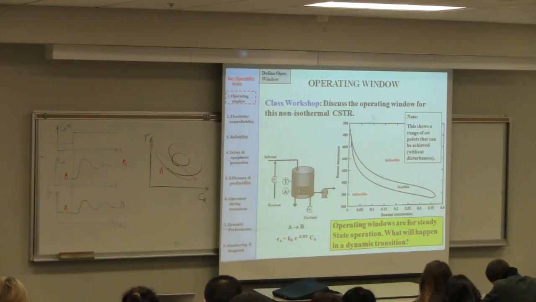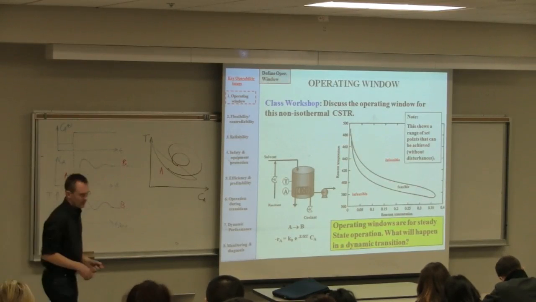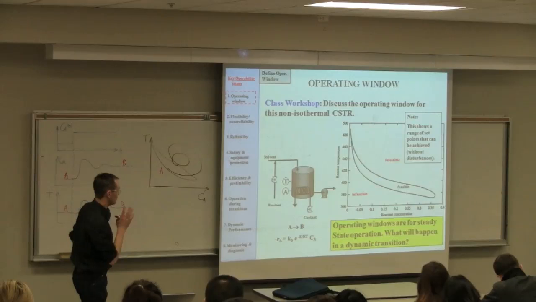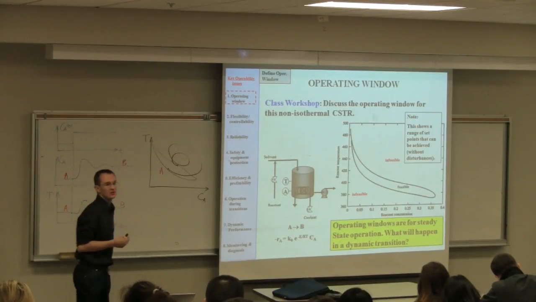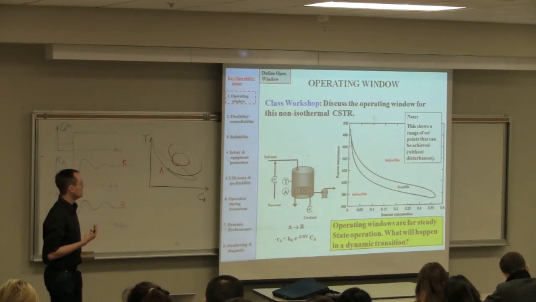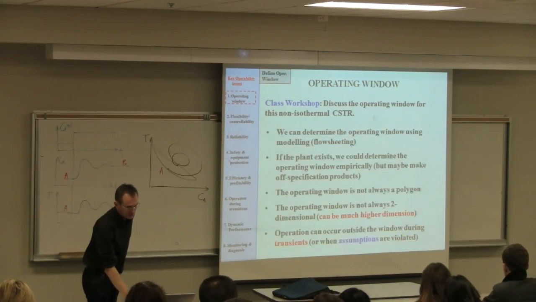So our operating window bounds, if there's safety related constraints on there, we need to ensure that we do not allow operation outside those bounds for whatever duration. Okay, so operating window is very much a 2D perspective right now, and that's the easiest way to look at it, but you can quickly see how this can grow to be larger and larger on a more complicated flowsheet.